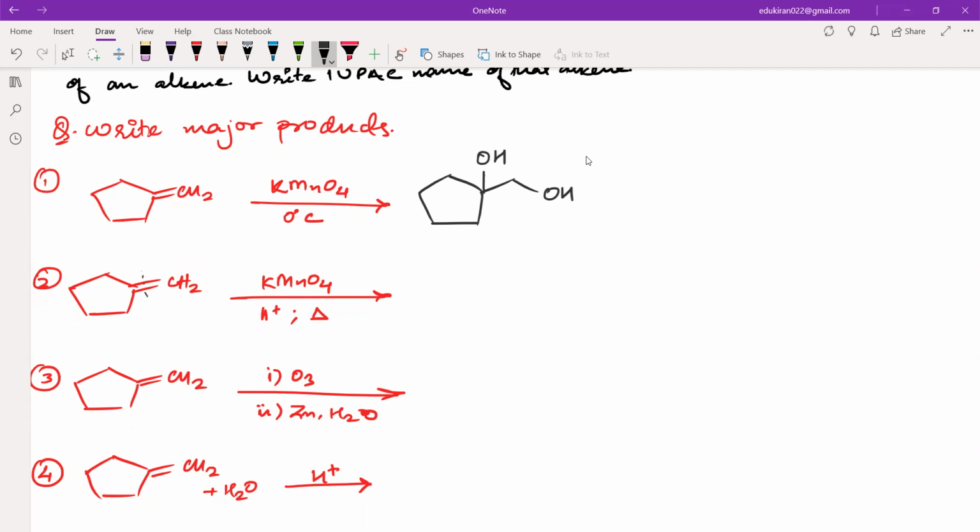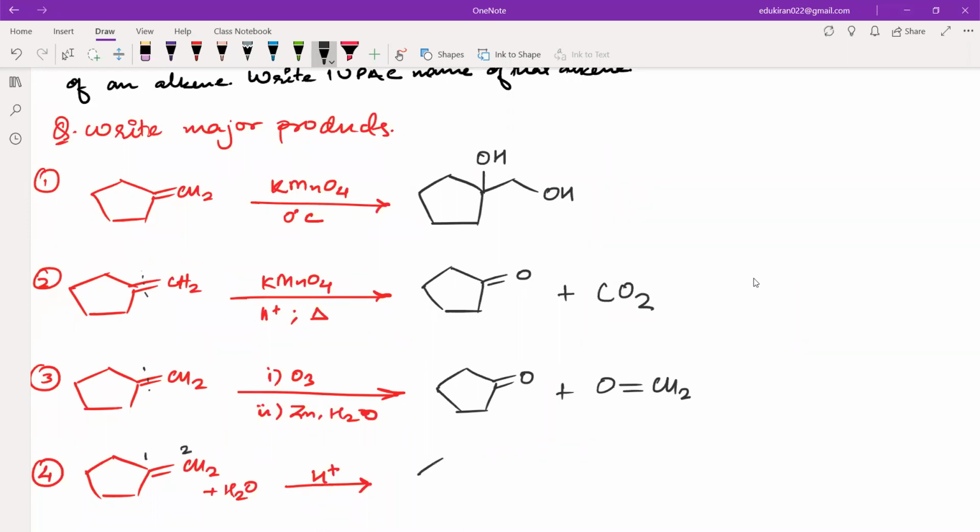So we'll break this. And this will form a ketone, plus CH2 will be formed as carbon dioxide. In O3, again we will break this, and we will get a ketone like this, plus we will get a double bond O and CH2. Right? And in this case, there will be addition of water. So we have two carbons, 1 and 2. The carbon with less number of hydrogen will be attached with OH. So we'll get OH here.